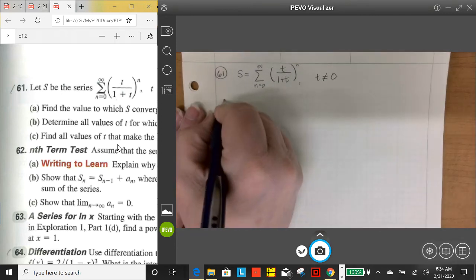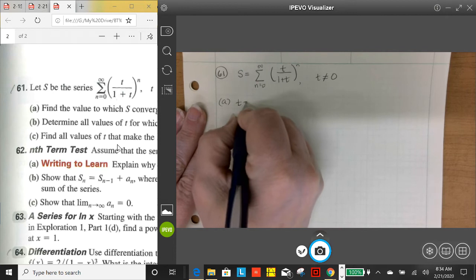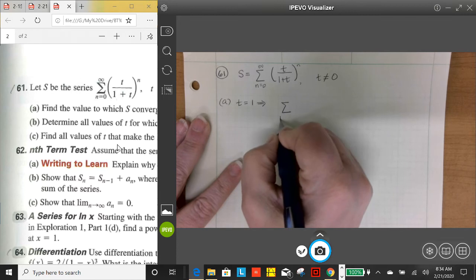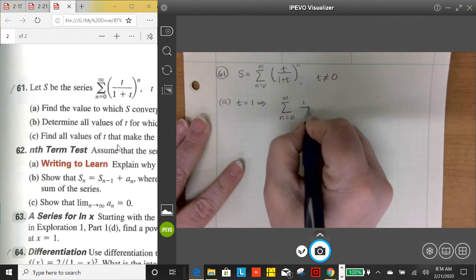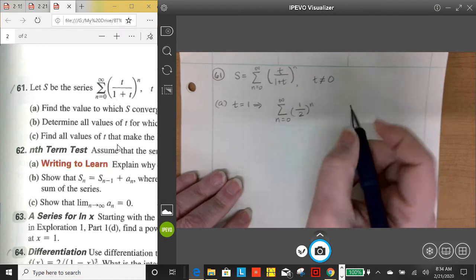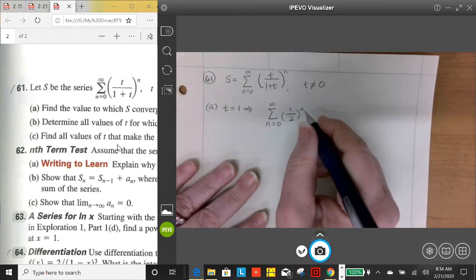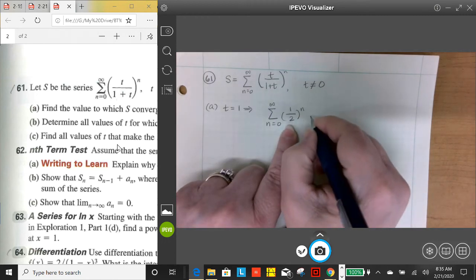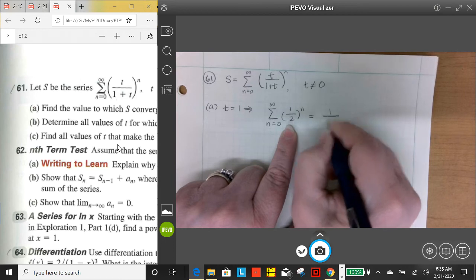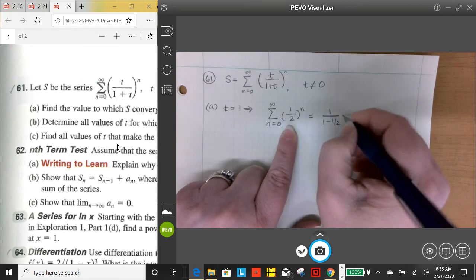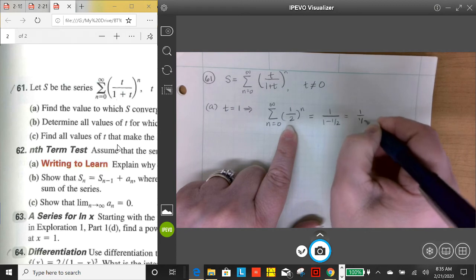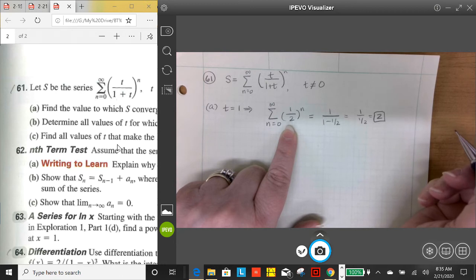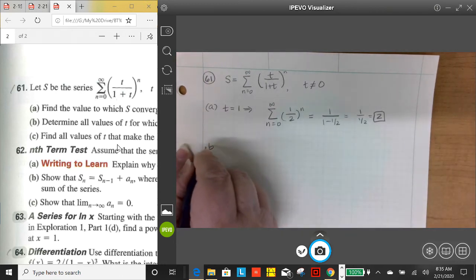All right, so part A is pretty simple because we're just going to let t equal 1. And when we do that, then the sum from n equals 0 to infinity is just (1 over 2) to the n. And this is a geometric series, and geometric series converge when the absolute value of r is less than 1. In this case, r is 1/2. So the sum equals 1 over 1 minus r, which is 1 over 1 minus 1/2. That's equal to 1 over 1/2, which is equal to 2. So this series does converge, and it converges to 2. All right, so part A was a piece of cake.